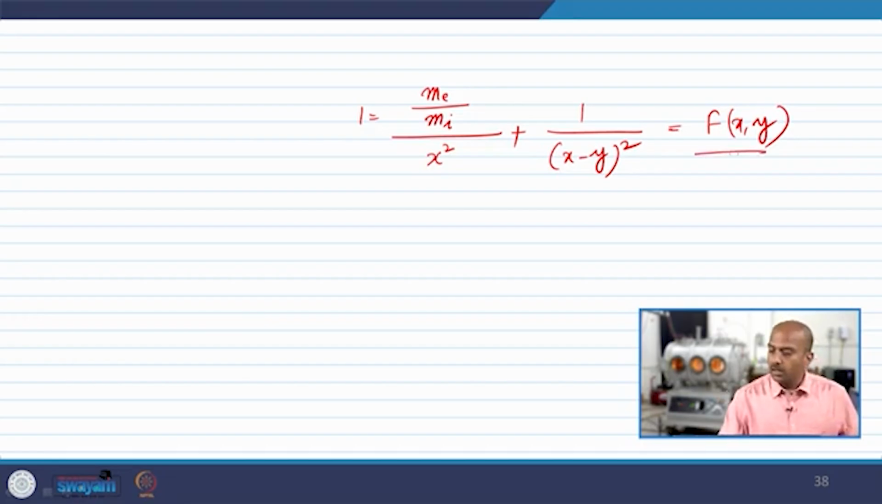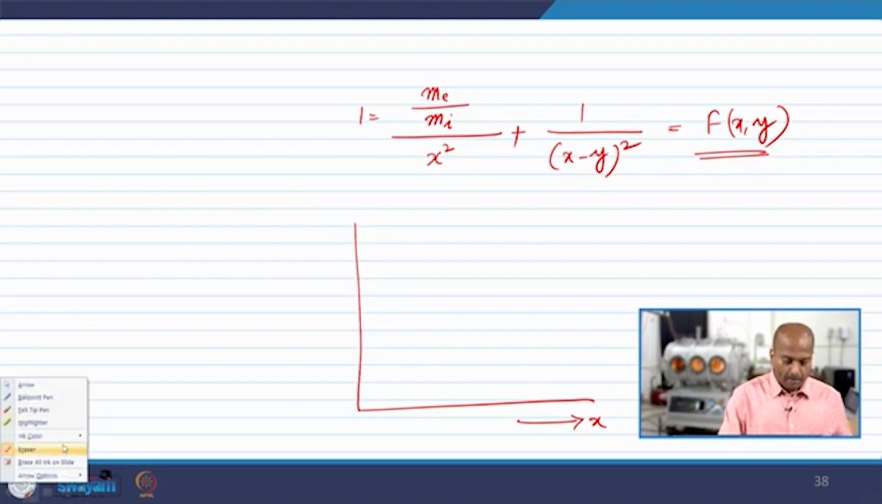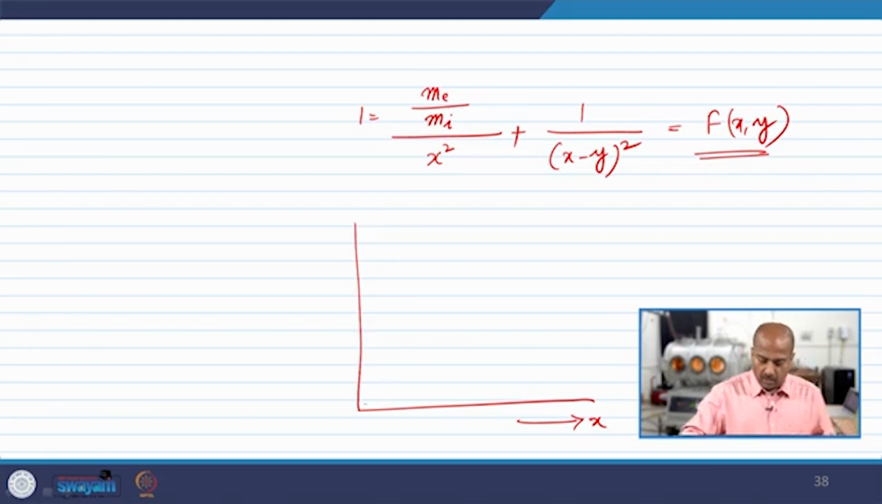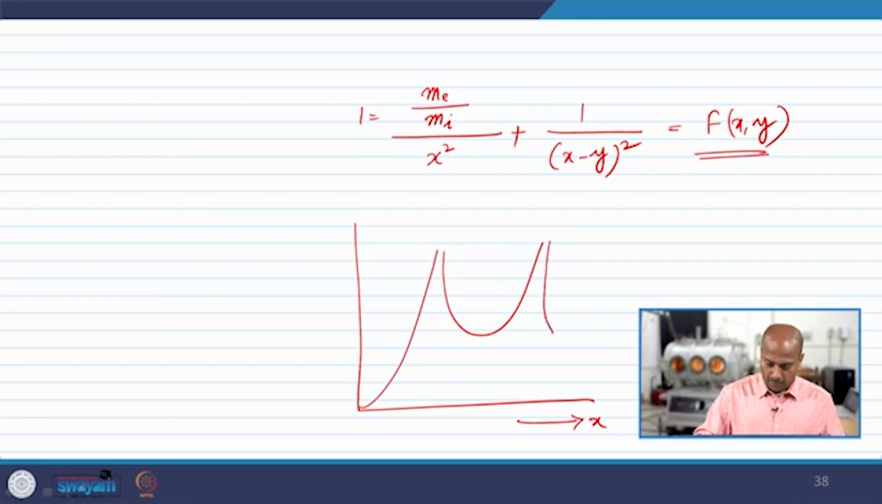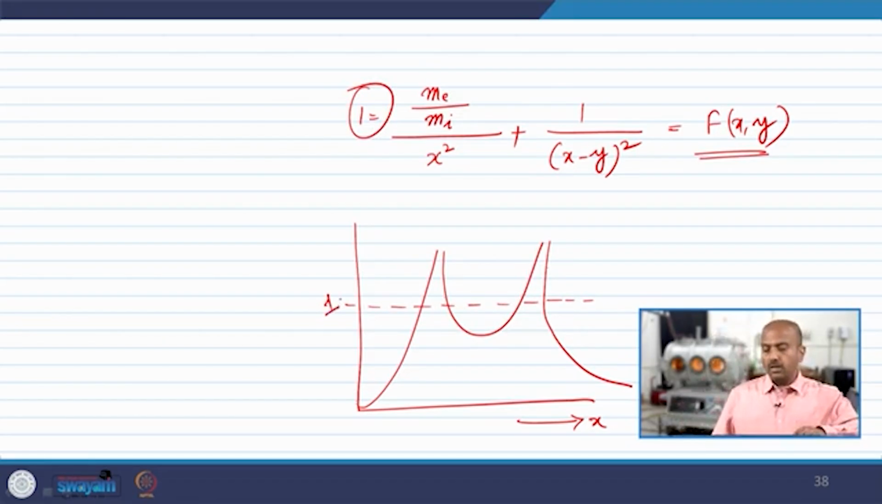Now, if you plot this, with x on the x axis and f on the y axis, you will get a curve something like this. Okay. So, this point, because you have to see, is 1. Okay. So, the stability is actually understood.